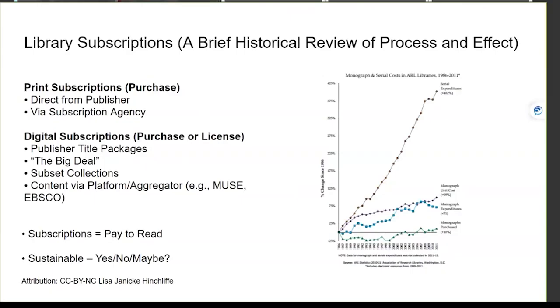If you look at that graph on the right, I know it's outdated. It's from the most recent year that we have information, which is 2011. However, it still paints a pretty vivid picture. You can see that this is monograph and serial costs in ARL libraries from 1986 to 2011.